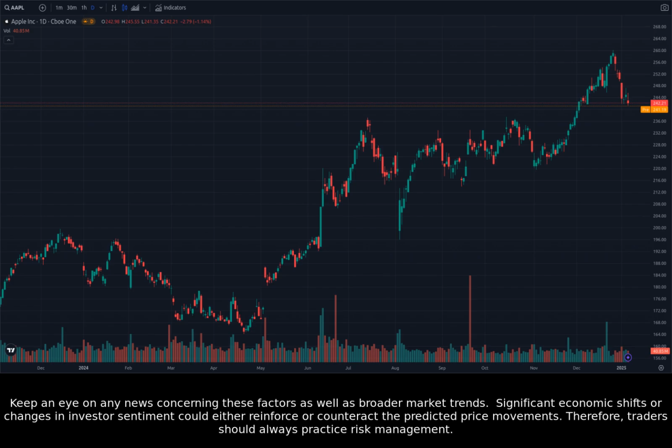Significant economic shifts or changes in investor sentiment could either reinforce or counteract the predicted price movements. Therefore, traders should always practice risk management.